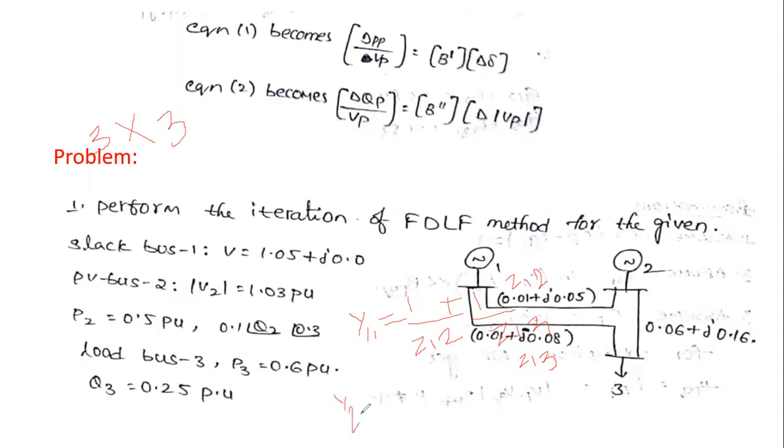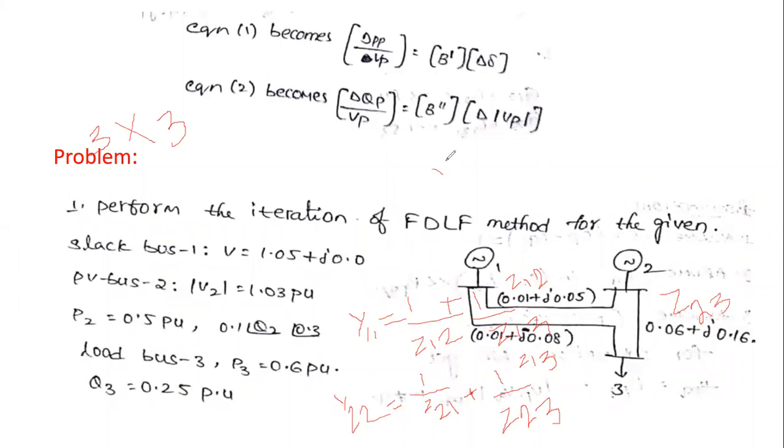Next, Y22. This is bus 2. Which elements are connected to bus 2? Z21 and Z23. That means Y22 is equal to 1 by Z21 plus 1 by Z23. This is the Z23 value, and this is the Z21 value, or Z12 value.